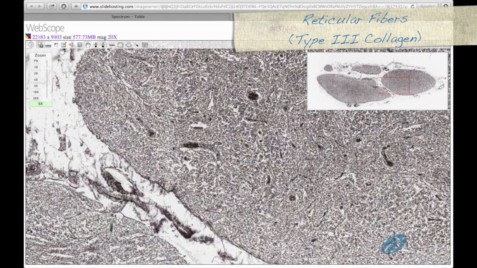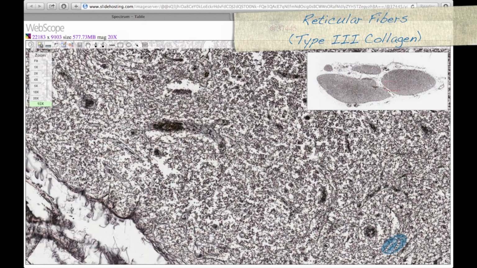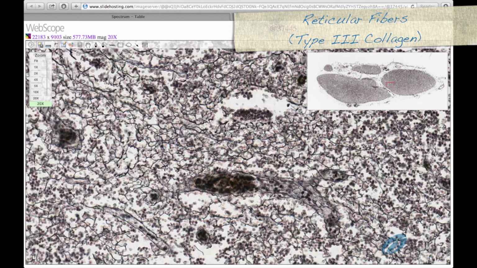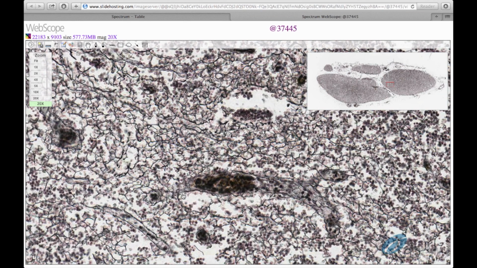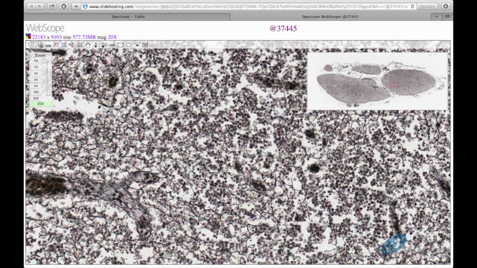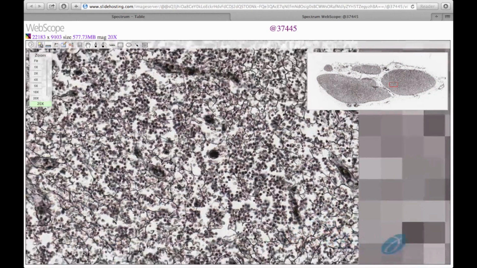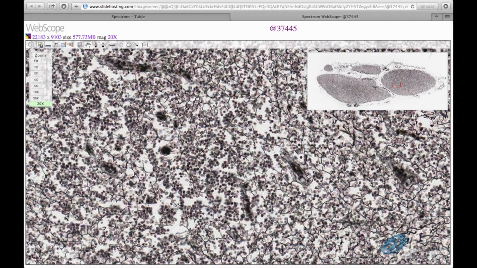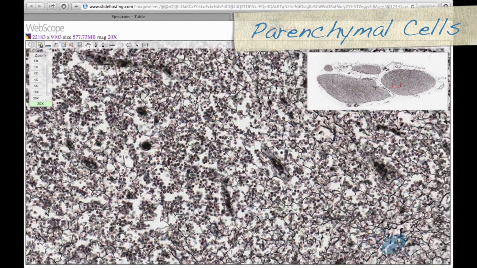Reticular fibers are composed of type 3 collagen and look a little bit like elastic fibers. And as I zoom in, you can see that these fibers are thinner, shorter, and more branched. These fibers are flexible but are not elastic and serve to help certain organs maintain their shape and structure. In other words, reticular fibers form the stroma to help support the parenchymal cells. The functional cells of an organ are called parenchymal cells.